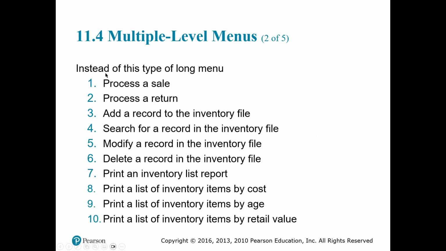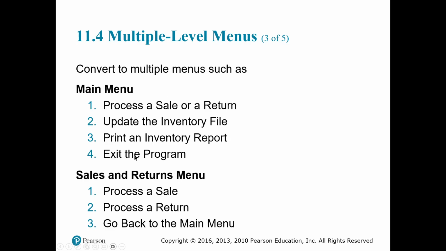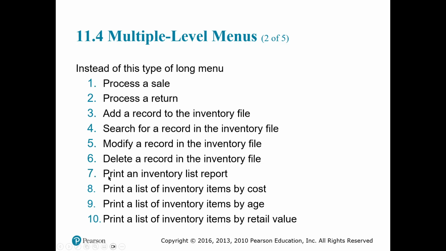As you can see here, we have this very long menu with up to 10 options for the user to pick: process a sale, process a return, add a record to the inventory file, and all of these multiple different options for us to pick from. However, we can convert this menu to multiple smaller menus. As you can see here, this would be our main menu. What does the user want to do: process a sale or a return, update the inventory file, print an inventory report, or exit the program. We have print an inventory list report, print a list of inventory items by cost, and all of these can be combined into one.